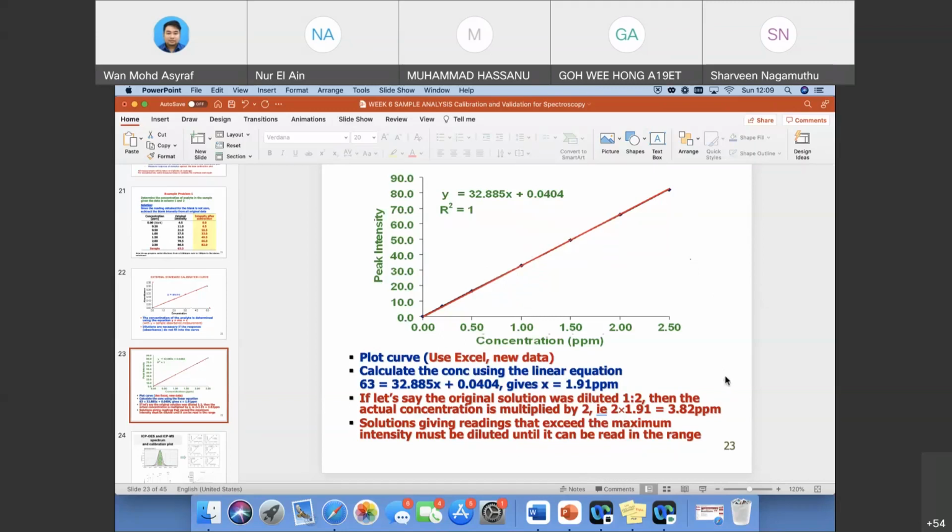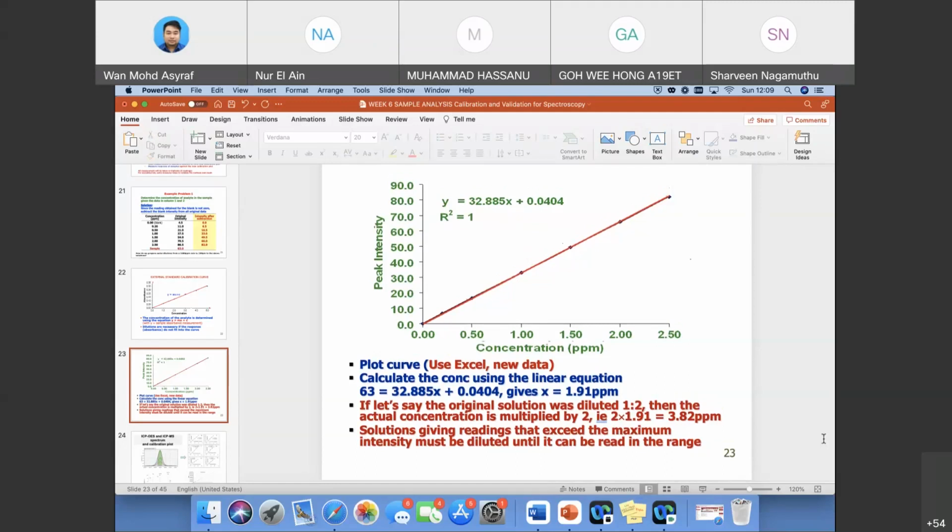Okay. What if your analyte, your unknown, gives an intensity of 150? Any guess? It gives, for example, 150 intensity. So what do you think would happen? Sharvin, any guess? If the concentration is 150, then just substitute inside the x to obtain the one.